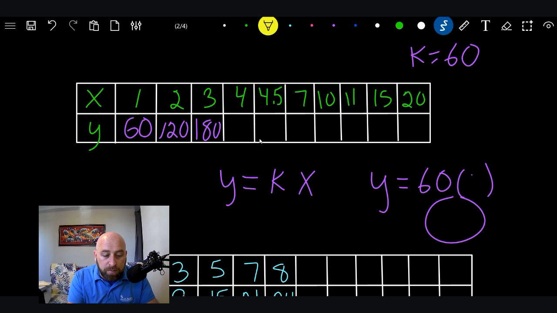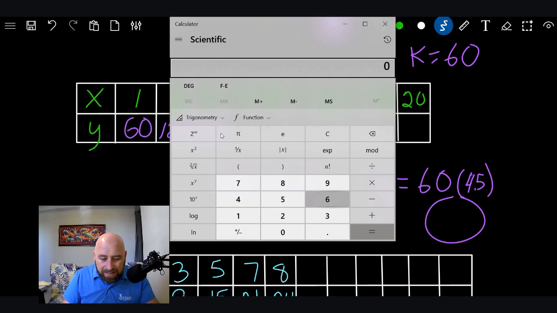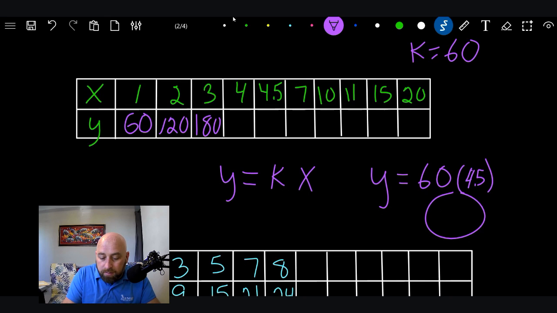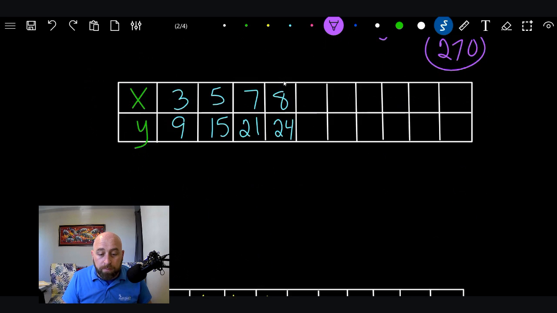Let's pick a little bit of a harder one. Let's pick 4.5, okay? So 4.5. That's our input, okay? That's our dependent. So I want to put in 60 because that's my K, that's my constant, times how many hours did I drive? 4.5 hours. 60 times 4.5 equals 270 miles. That's how far I went in 4.5 hours. And we could do that with any of those values. I won't take the time to go through each one of those, but that's how to do it.